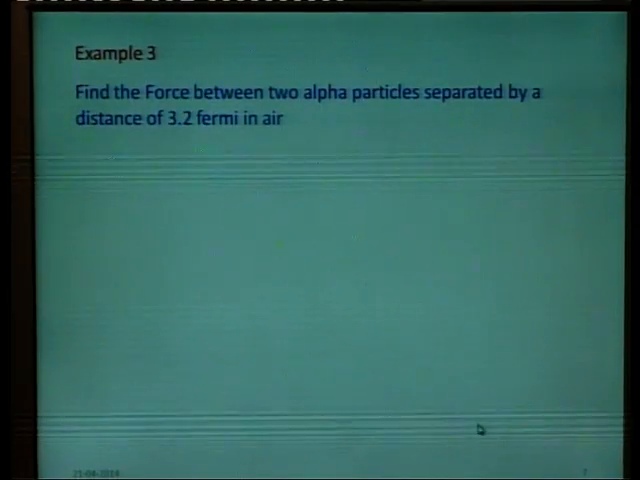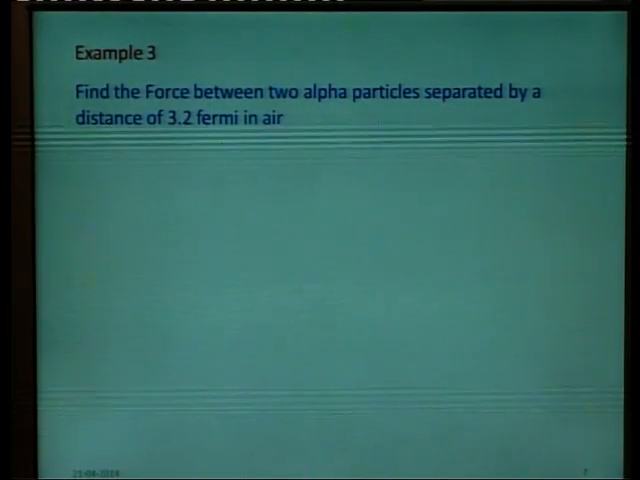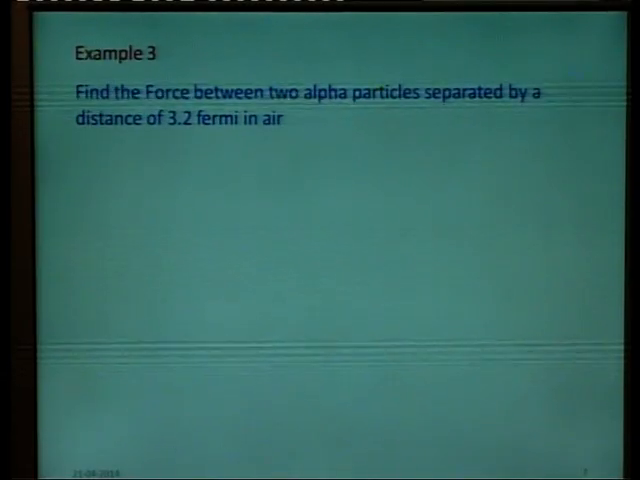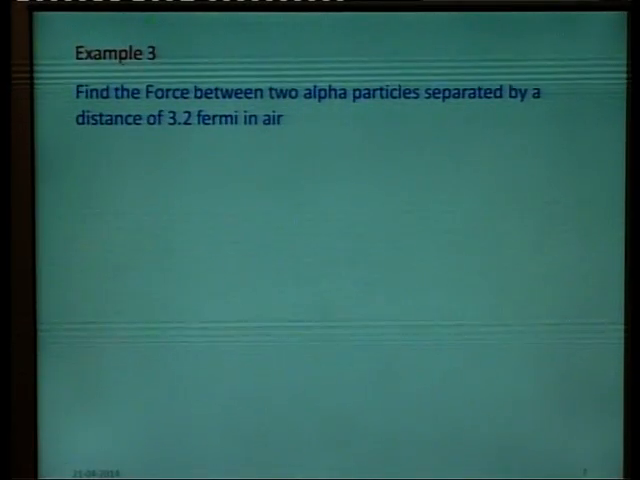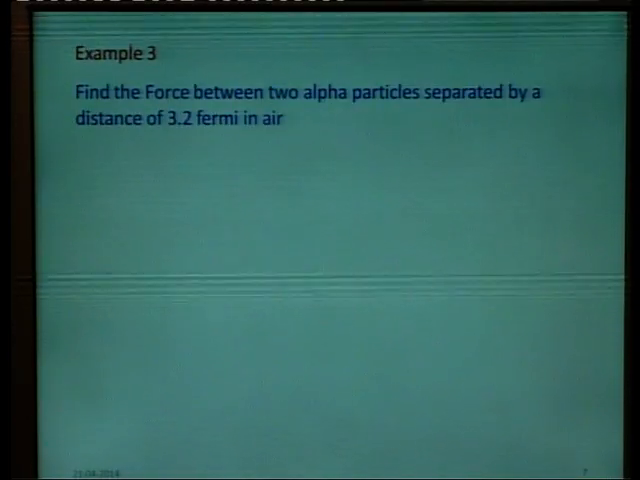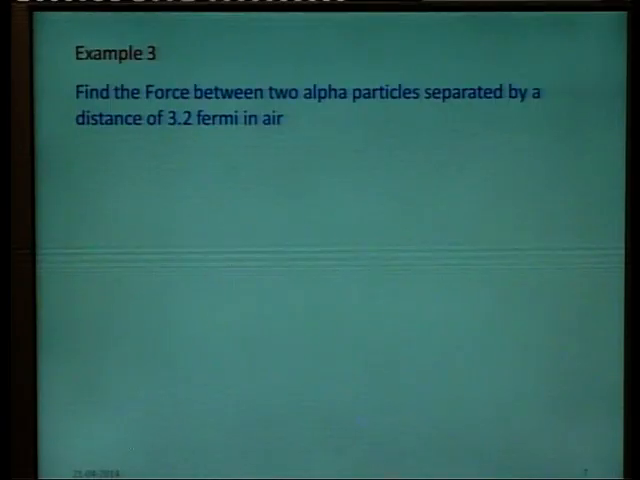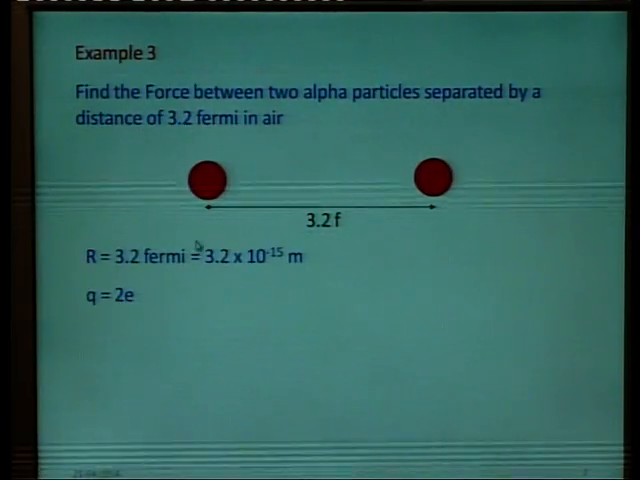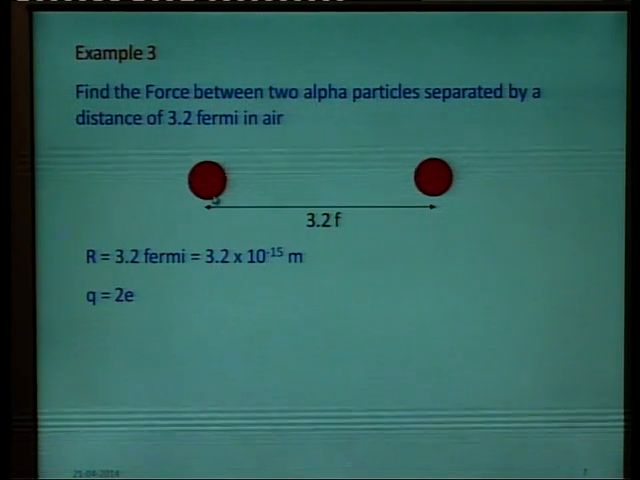Another example. The example reads, find the force between two alpha particles separated by a distance of 3.2 Fermi in air. So, you have two alpha particles here. Alpha particles means that charge on each is 2e.